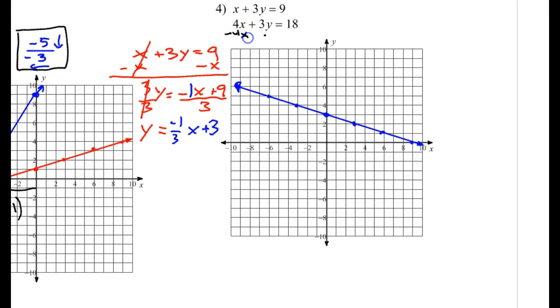Subtract 4x on both sides. Again, it's always about getting y by itself. 3y equals -4x plus 60, divided by 3 everywhere. We have y equals -4 over 3x plus 6.